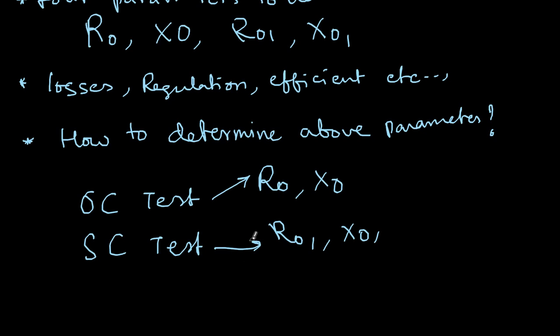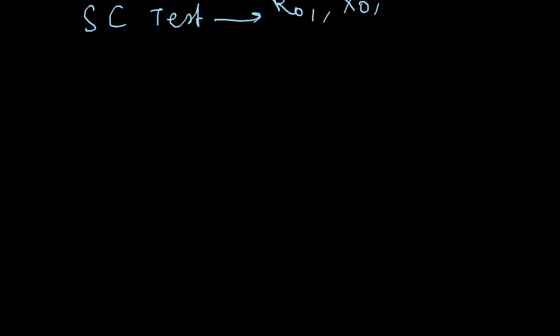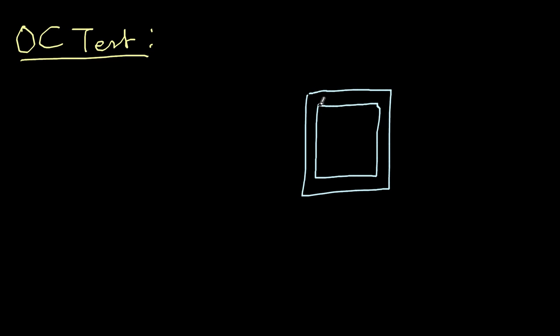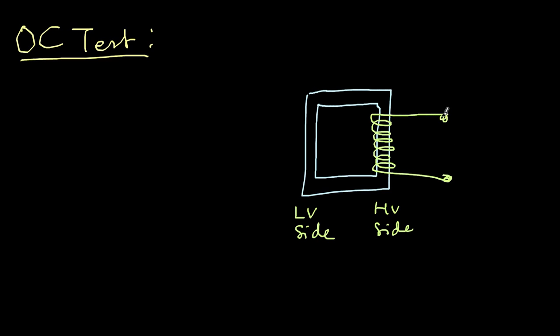So just by doing these two tests, each test will give me two values. I'll show you how we will do that. First let us discuss the open circuit test. In the open circuit test, we take the transformer. So here is our transformer, and we take the low voltage side and the high voltage side. The winding of the high voltage side is kept open circuited.